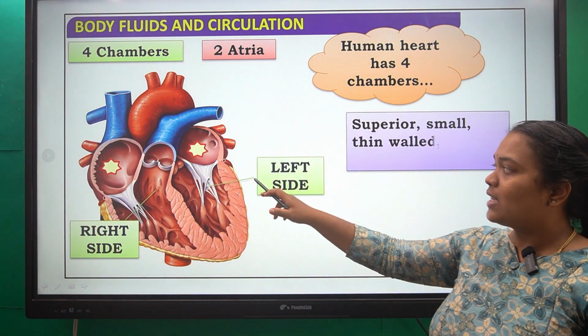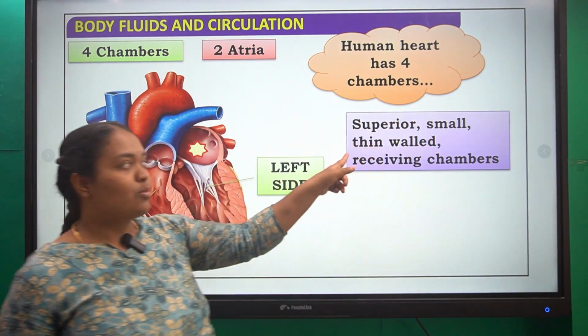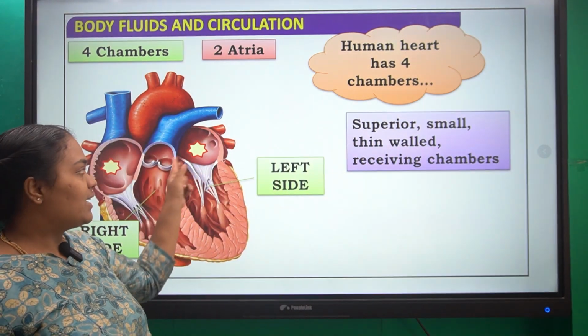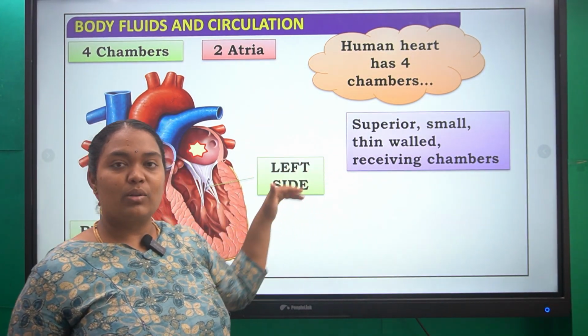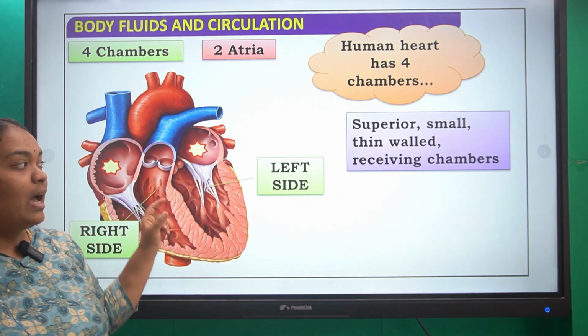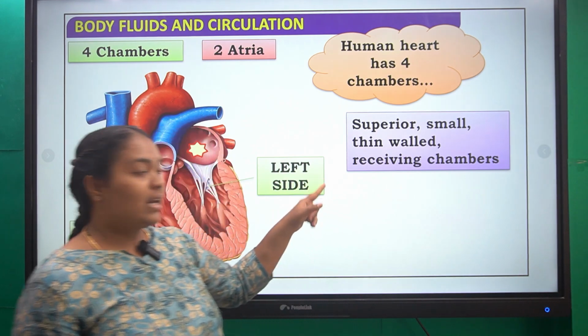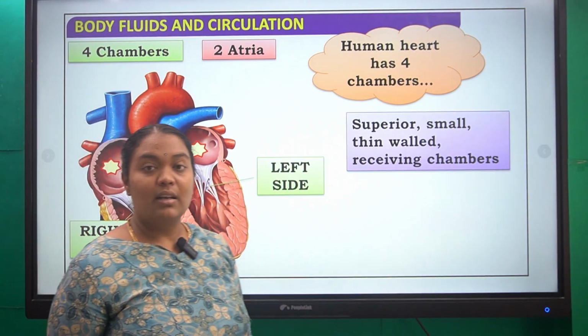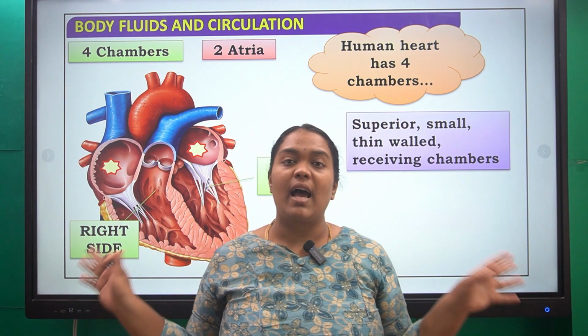So two atria, as you know, these two are the two atria. And again you can see the superior small thin wall. These atria are superior, meaning they are present above the ventricles, and they are smaller in size compared to the ventricles and have a thin wall. The wall of the atria is thin and they are receiving the blood from the lungs or from the entire body.